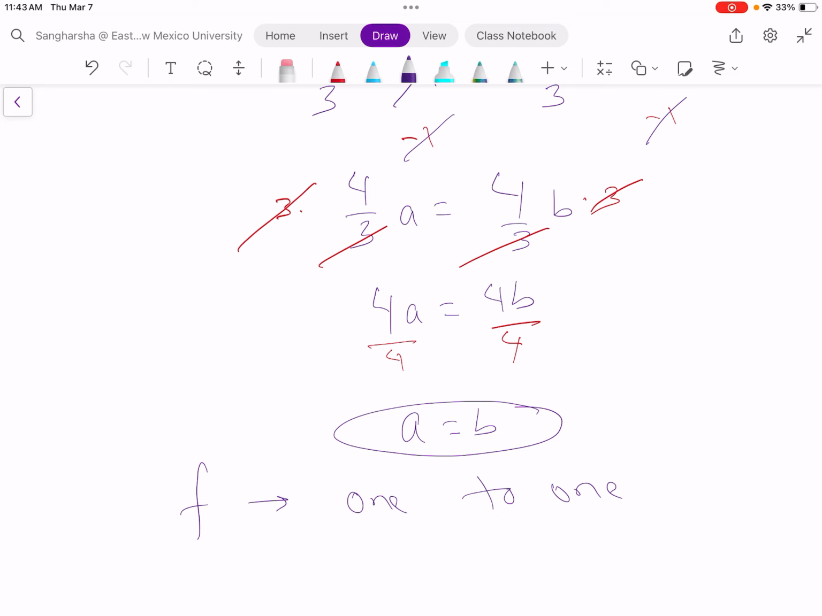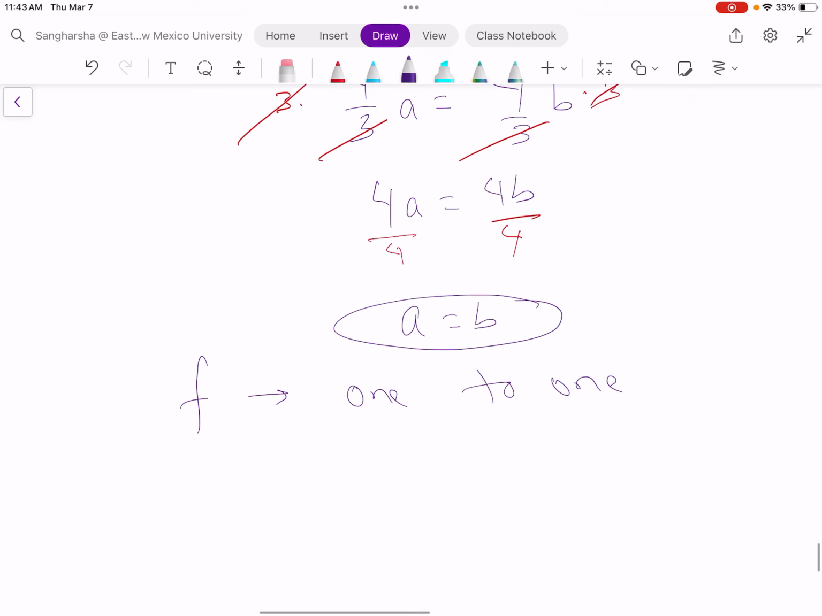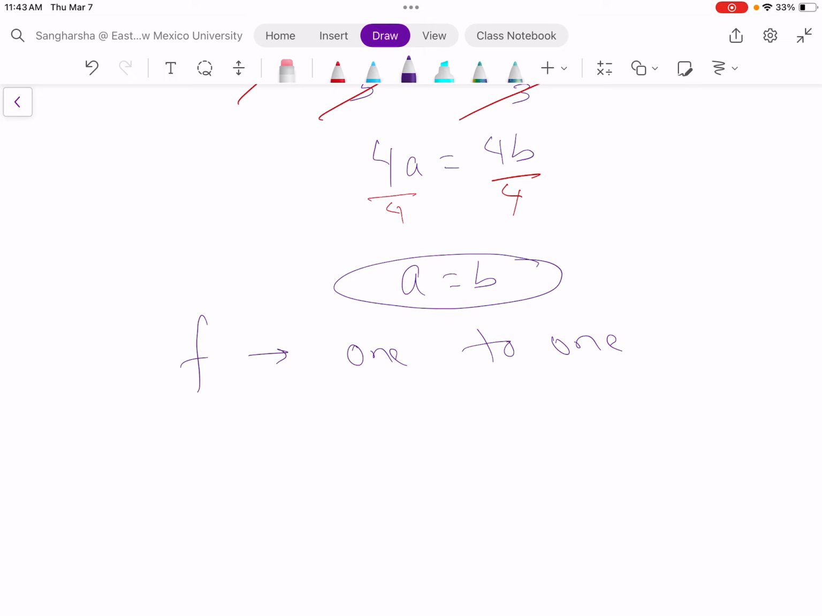Okay. So one more thing that you need to practice for your exam 3 is finding the inverse of a function.